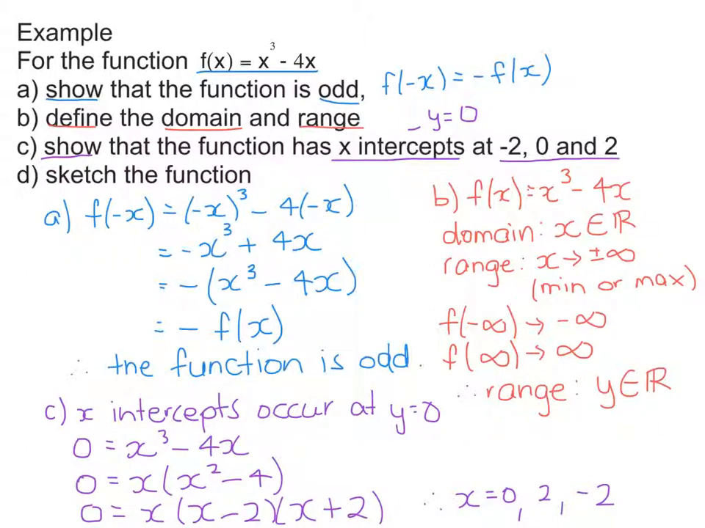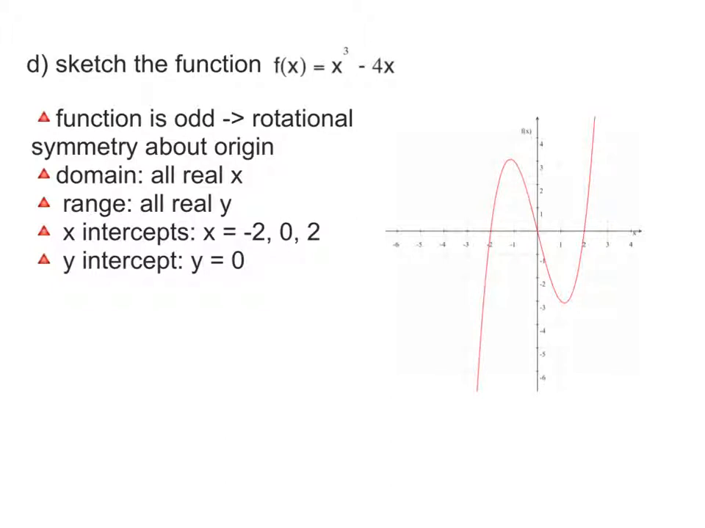Lastly, we're asked to sketch the function. And the last thing that would be useful to know here is our y-intercept. Our y-intercept is found by substituting in x equals 0. When we do that, everything in this function goes to 0. We have 0 cubed and minus 4 times 0. And so our y-intercept gives us back 0 as well. And so from all of this information, we can now sketch an accurate representation of this function.